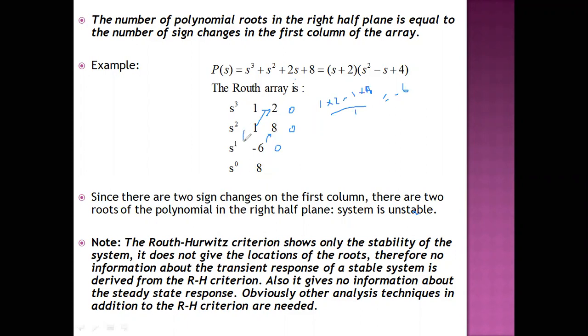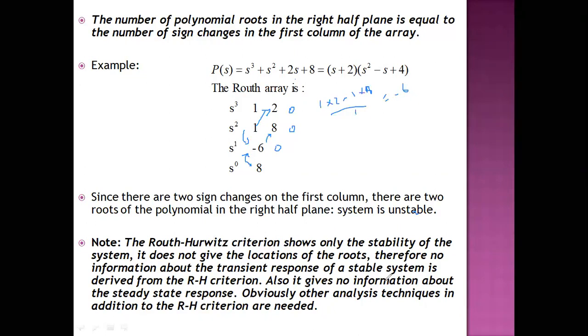Then you check the first column. You can see there are two sign changes, from 1 to minus 6 and from minus 6 to 8. So there are two roots of the polynomial in the right half of the s plane. The system is unstable. The Routh-Hurwitz criterion shows only the stability of the system. It does not give the location of the roots. Therefore, no information about the transient response of a stable system is derived from the Routh-Hurwitz criterion.